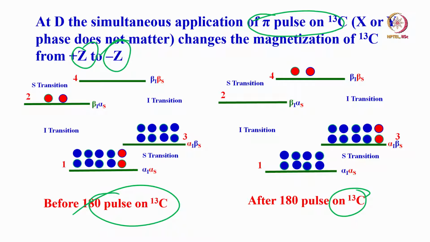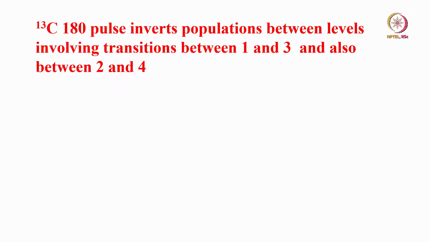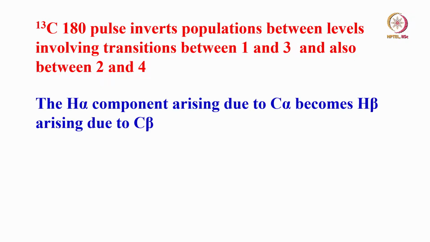Which are the carbon 13 transitions? This is the S transition, this is the S transition. See now what is happening? 10 and 8 were there, these get interchanged. 2 and 0 were there here, and these get interchanged. The population of the carbon 13 spins goes from plus Z to minus Z and undergoes inversion of the population between two spin states. That is what the 180 pulse of carbon 13 does. So when it inverts the levels, the population is also inverted. Now what is going to happen?